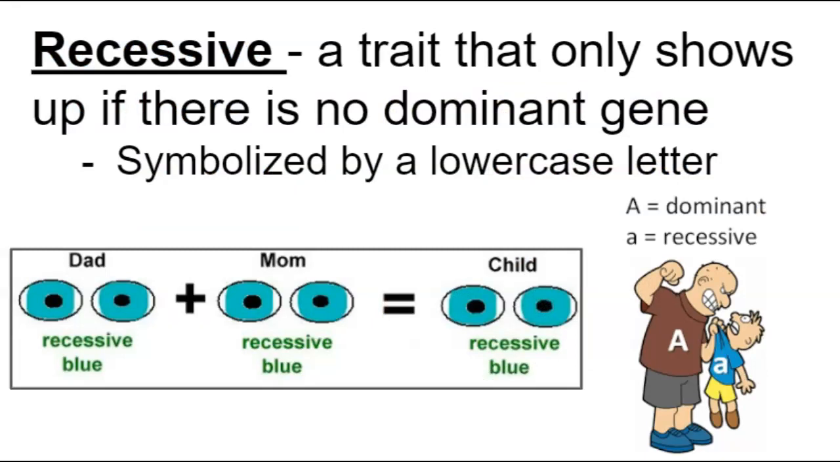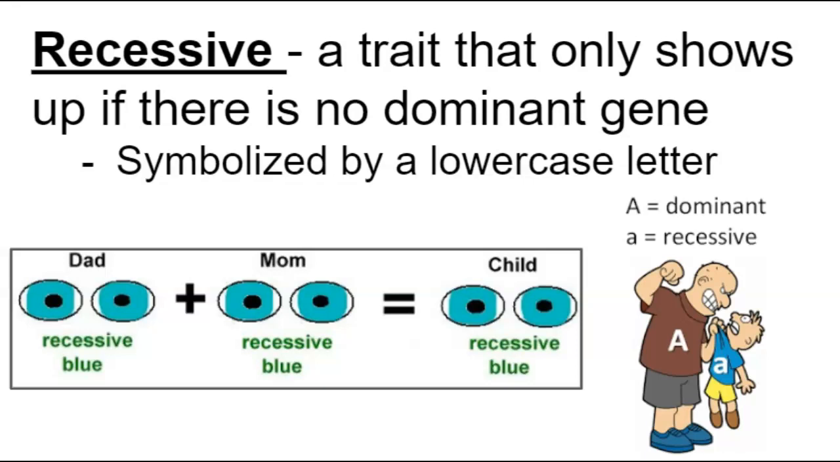Now, a recessive gene or a recessive trait only shows up if there's no dominant gene. And we use a lowercase letter for this. Recessive, this would mean that there were two mutated genes in order to have a disease.